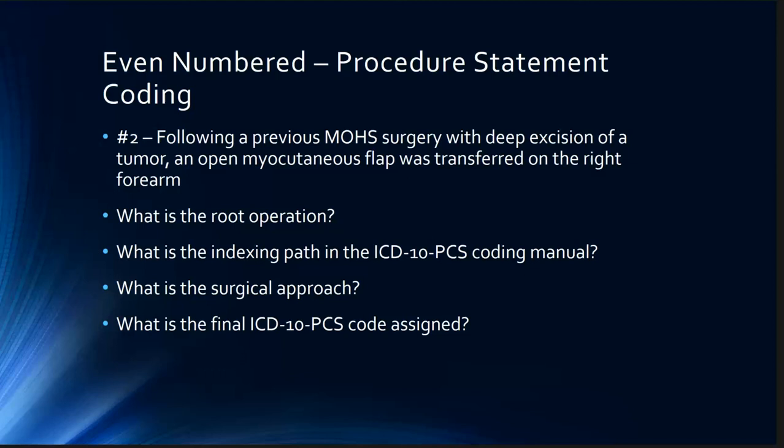For number 2, the text in the textbook for the exercise is: following a previous Mohs surgery with deep excision of a tumor, an open myocutaneous flap was transferred on the right forearm. Again, what's the clinical terminology you're going to use to pull out, or what we talk about in coding as abstracting out, to get to the root operation? What is your indexing pathway in your ICD-10-PCS coding manual in the alphabetic index? Then what is your surgical approach based on the clinical information you were given? And then, of course, what is your final ICD-10-PCS code? These are the questions you would be answering on the course discussion board.